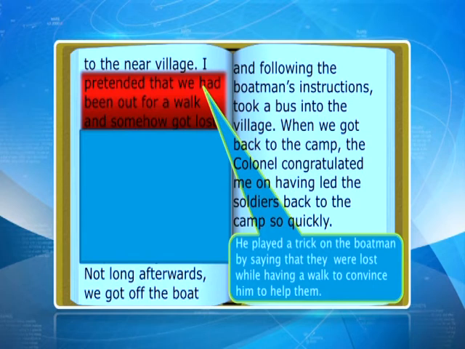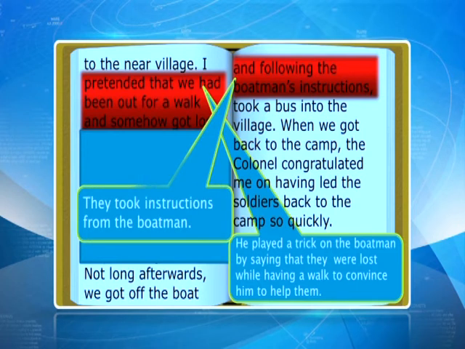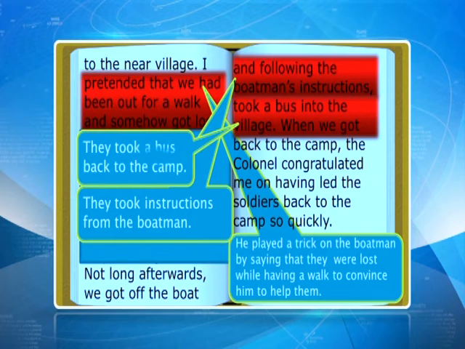"Not long afterwards, we got off the boat and, following the boatman's instructions," this is very important. So the boatman is trying to give them instructions to arrive at their destination. So here we can talk about this idea. They took instructions from the boatman. "Took a bus into the village," which is extremely important. Okay? So here he is taking a means of transport. They took a bus back to the camp.